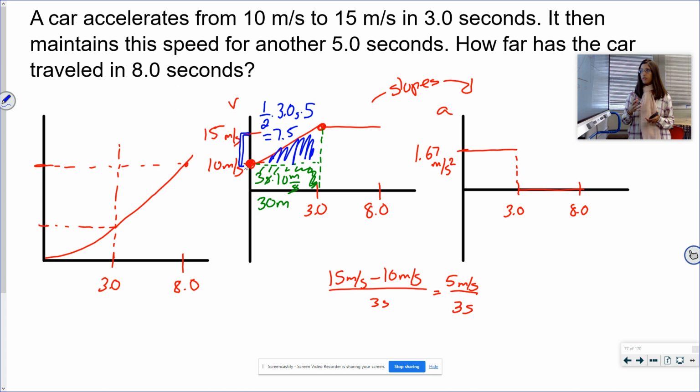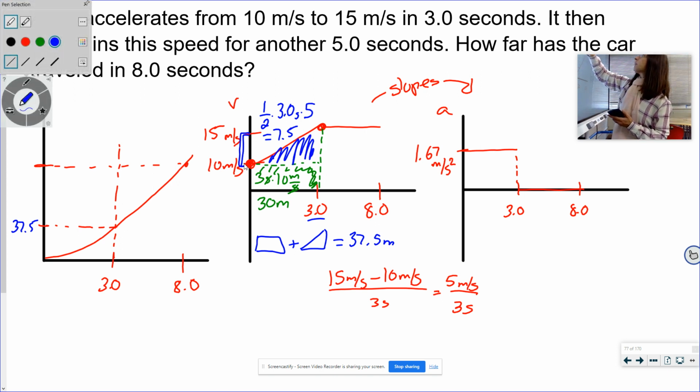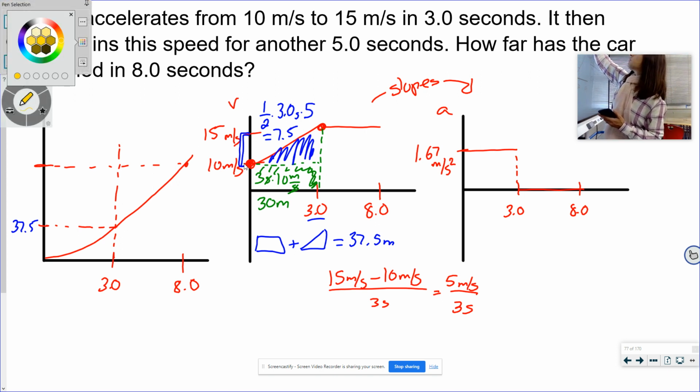That means that in the first 3-second interval, we're going to travel the total of the rectangle plus the triangle, which is going to be that total of 37.5 meters. That's this location here. But the last part is easy, because the last part is just simply a rectangle. So we can take a look at that part. And we simply have the 5-second base times the 15 height. So we have 5 seconds times 15. We work that out, and we get a total of 75 meters here.